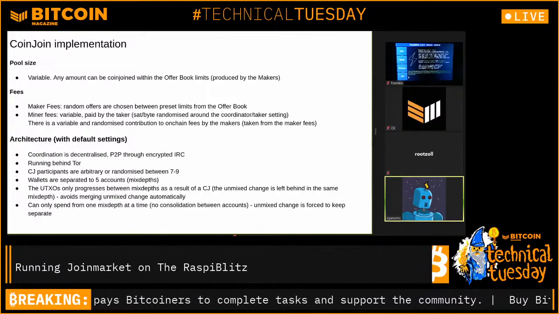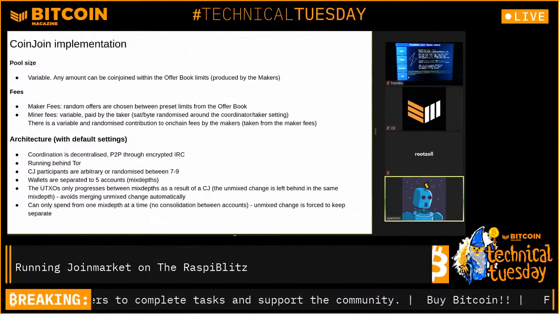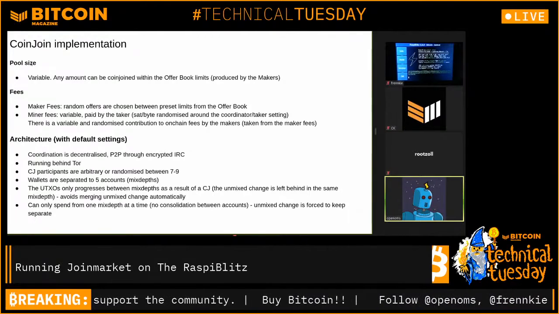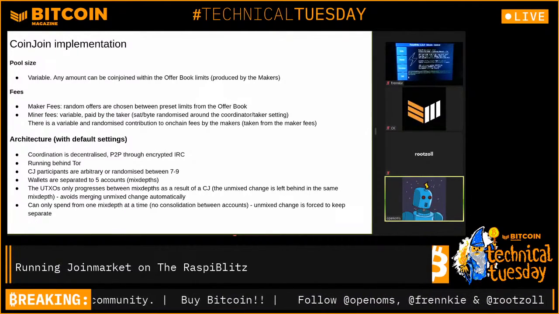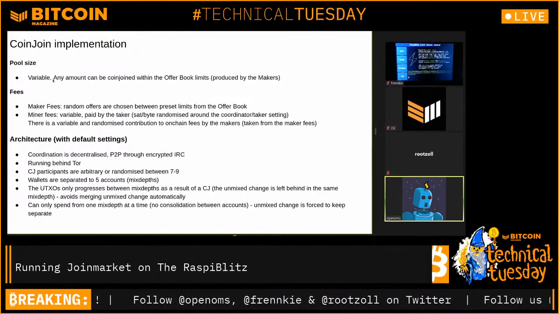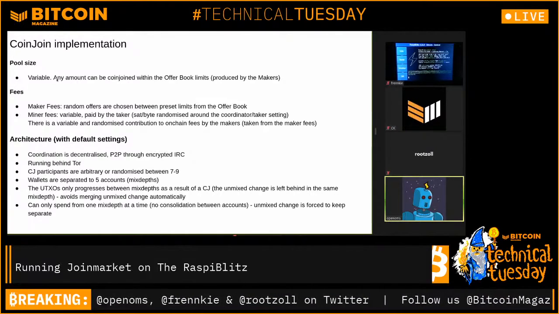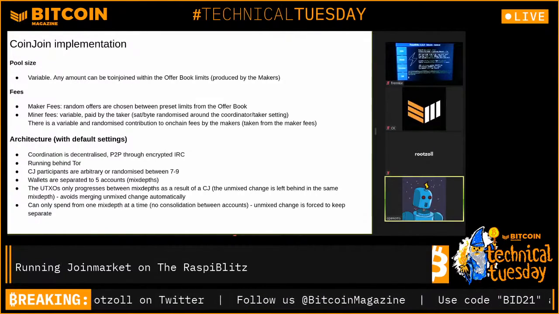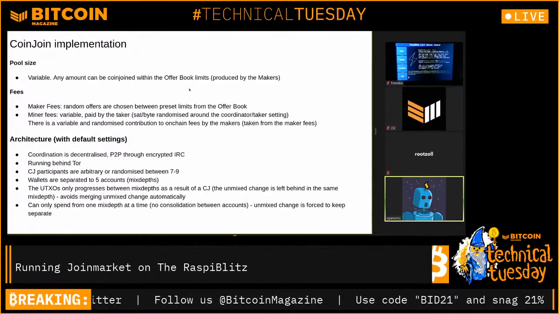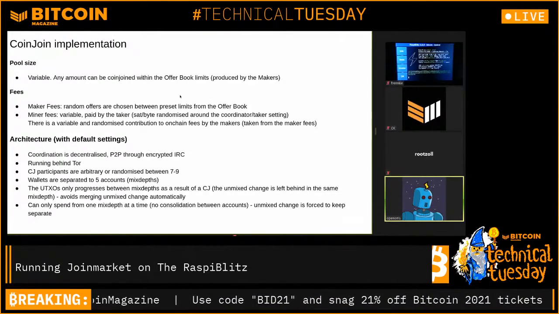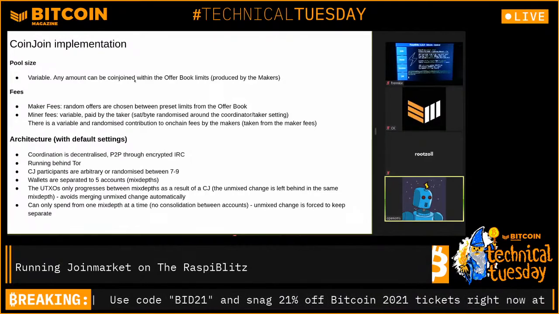So we're starting with pool size there, but there is not really a thing like that in here. We have an offer book, which is made up by the makers who are offering their coins to be joined with, and the way it works, the taker chooses which amount he wants to coin join, and he can choose anything within the offer book limits. So if there are offers, then you can trigger them and pay them to be part of the transaction.